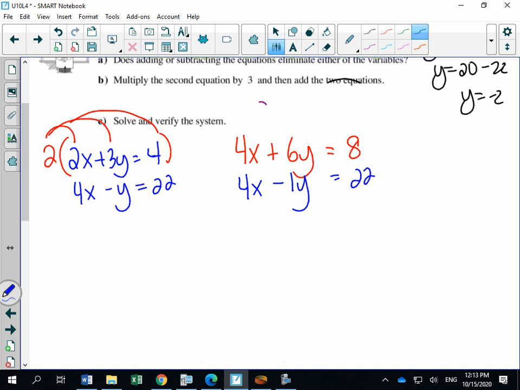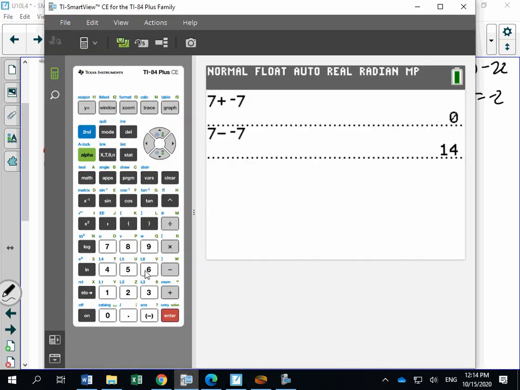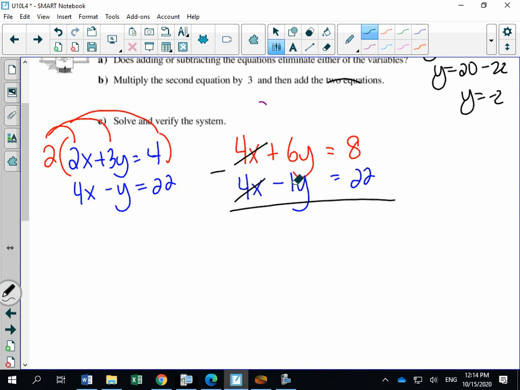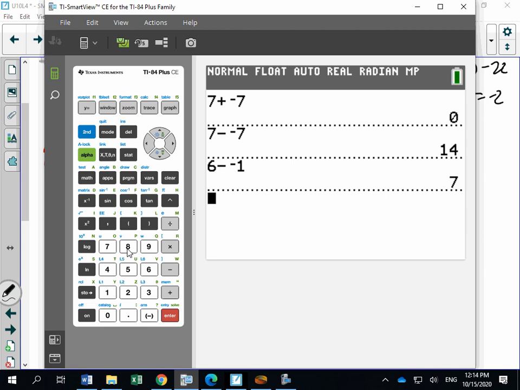Now we are set up for elimination. You're going to do your bar. Do you guys think I will add or subtract these two systems? I will subtract because I want to get rid of my x's. So 4 minus 4 cancels. You got to be careful with this. It is 6 minus negative 1, right? So if you need to, 6 minus negative 1, 2 negatives is going to give you a positive, so we'll get 7. So 6 minus negative 1 is 7y is equal to 8 minus 22. And we get negative 14.